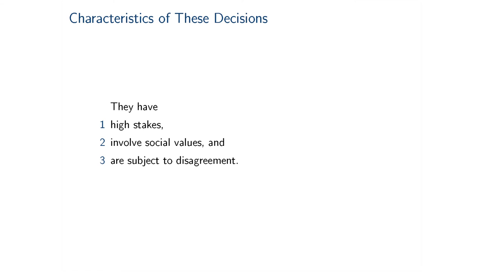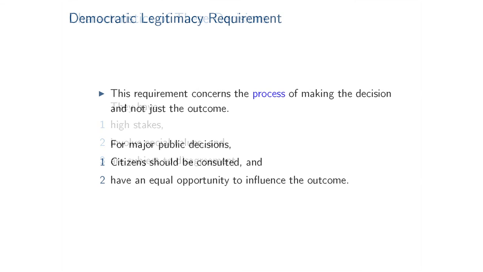The third point is that they are regularly and ineliminably subject to disagreement, either because people disagree about the underlying values or because they draw different policy conclusions from the values that they share. We think these three features suggest that these kinds of public decisions face a democratic legitimacy requirement. This is a requirement that concerns the process of making the decision and not just the outcome. So it's about who should get to decide and on what terms. We think of this as having two components: for major public decisions, citizens should be consulted, and they should have an equal opportunity to influence the outcome.